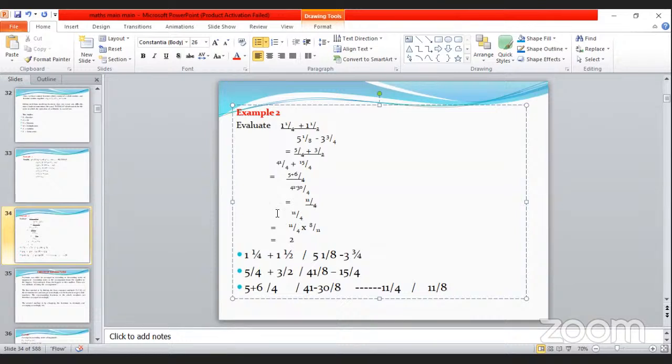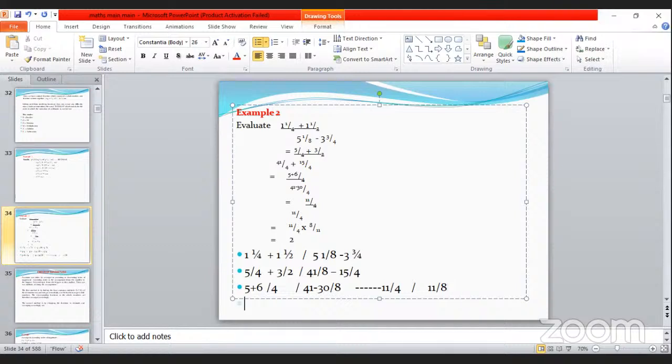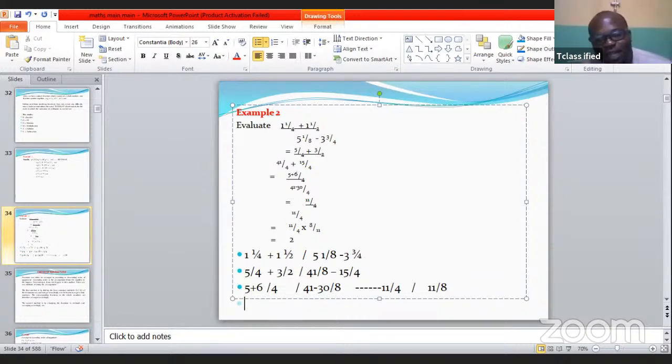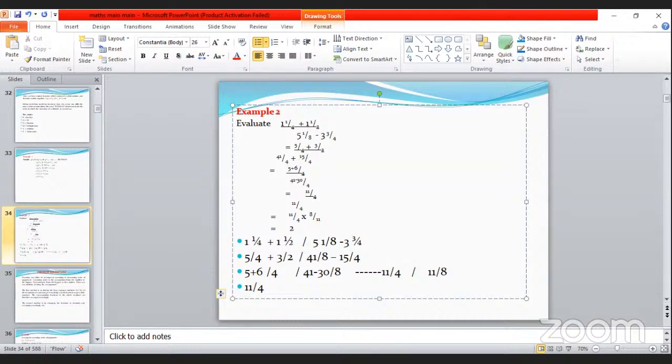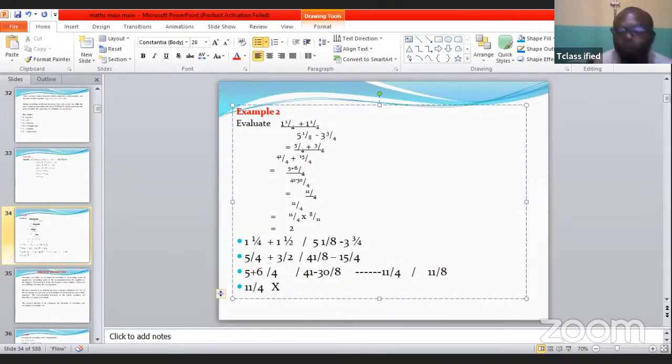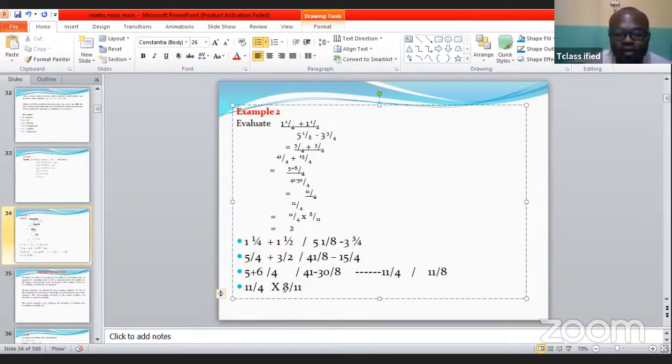Okay, you see that we're coming at this 2 now. So what next do we do? We'll say 11/4 divided by 11/8. If you want to remove the division sign and change it to times, which is what we want, you have to invert that 11 over 8 to 8 over 11.